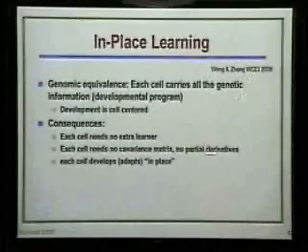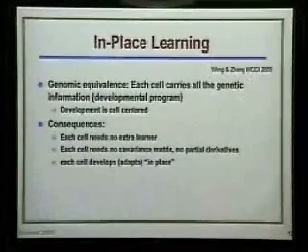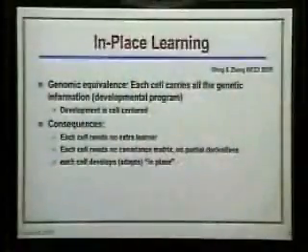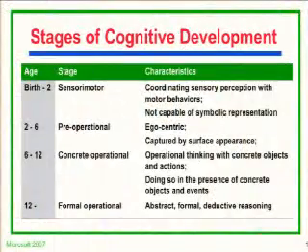So the consequence is each cell needs no extra learner. Each cell needs no covalent match, for example for the input synapses. No partial derivatives, because if you use partial derivatives, you need an external learner to compute that for you. Each cell adapts or computes in real time. They're called in-place because the cell, as a computer or signal processor, in place is responsible for learning and development. So that's the in-place idea.